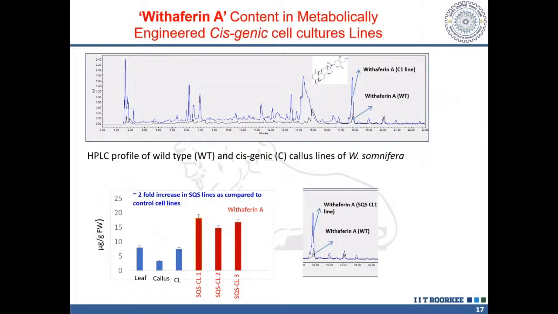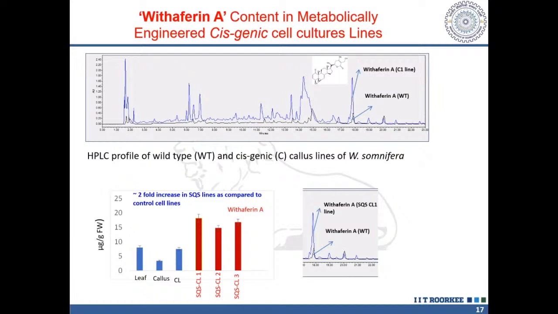So from the day of subculture, the 16-day cell culture attains the log phase and accumulates a lot of vidaferrin A. So this cisgenic cell line would be a fantastic industrial platform to produce an enhanced level of vidaferrin. And again, extraction from cell cultures is always easier than from plants because of the lack of lignins, chlorophylls and other materials. So the extraction cost will also be lower.